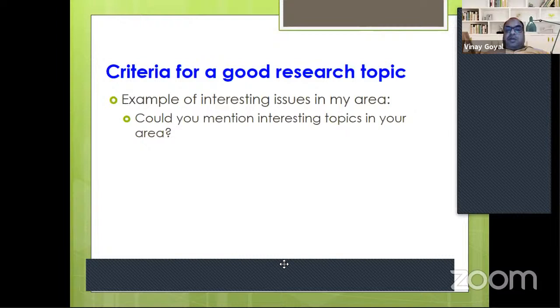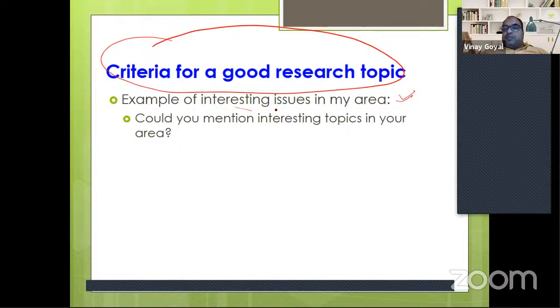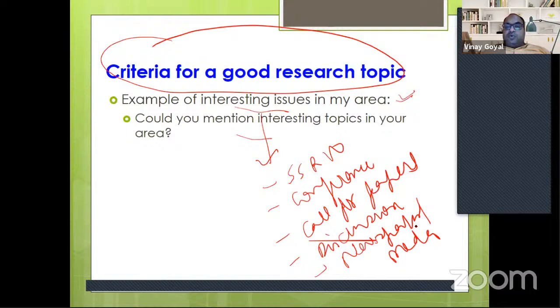Now, examples of interesting issues in my area. So in the previous slide, I wrote: what is the criteria for a good research topic? The criteria is how to identify what the interests are. That is where I said to you, SSRN is the source. Conferences are a source. Call for papers is a source. Discussion is a source, right? Newspaper and media are a source. So there can be many sources which will help you identify the interesting topics prevailing in your particular area.